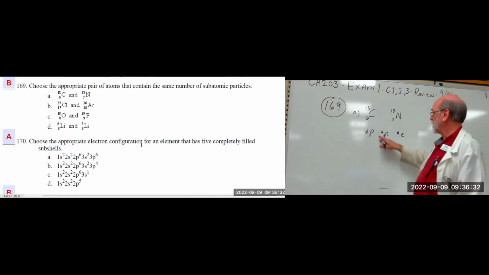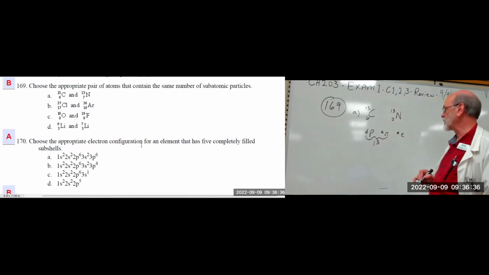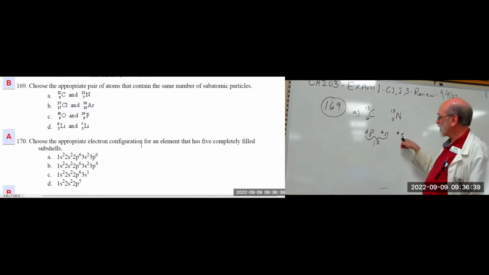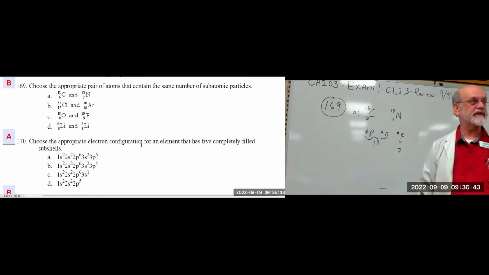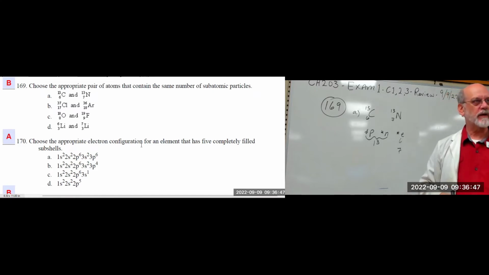Why? Because this here is 13. But for carbon, this one's 6. And for nitrogen, it's 7. Right? So it can't have the same number. Anybody see where I was running down the wrong rabbit hole?